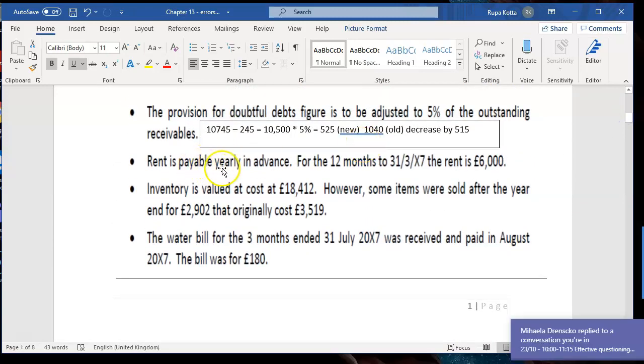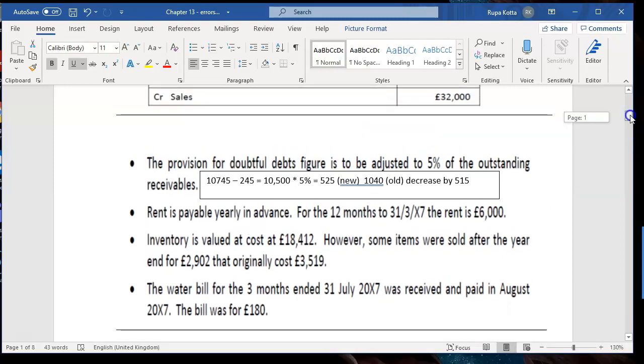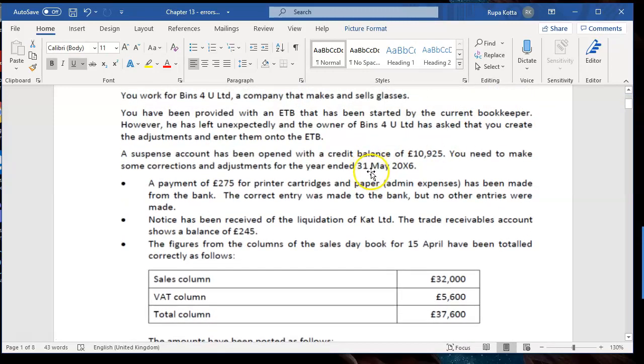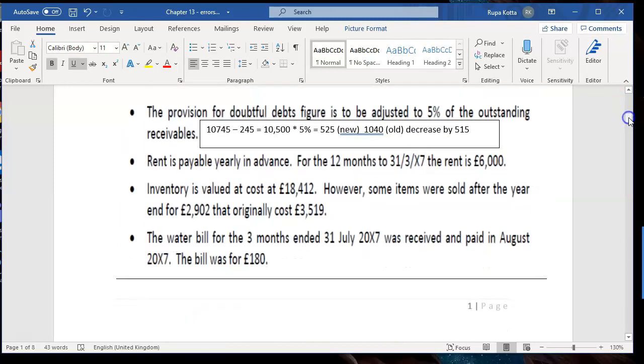Rent is payable yearly in advance. For 12 months to 31st of March 2007, the rent is 7,000. So you pay rent until 31st of March 2007. But you can see your business year is ending on 31st May 2006. So your financial year is ending in May 2006, but you paid rent until March 2007. So that means there is some prepayment over here.